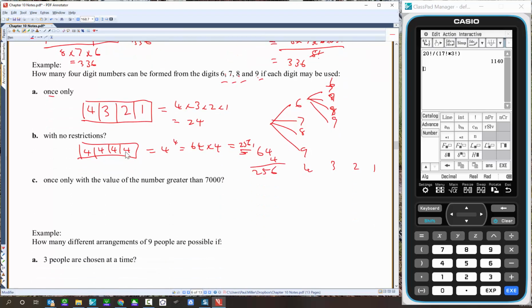All right, now with the value of the number greater than 7,000, we've got a restriction here, and let's take care of the restriction first. It's very important that you note that. We take care of all the restrictions, and then we see what's left over. If a number greater than 7,000 has to happen, then 7, 8, or 9 has to be chosen first. There's only 3 possibilities.